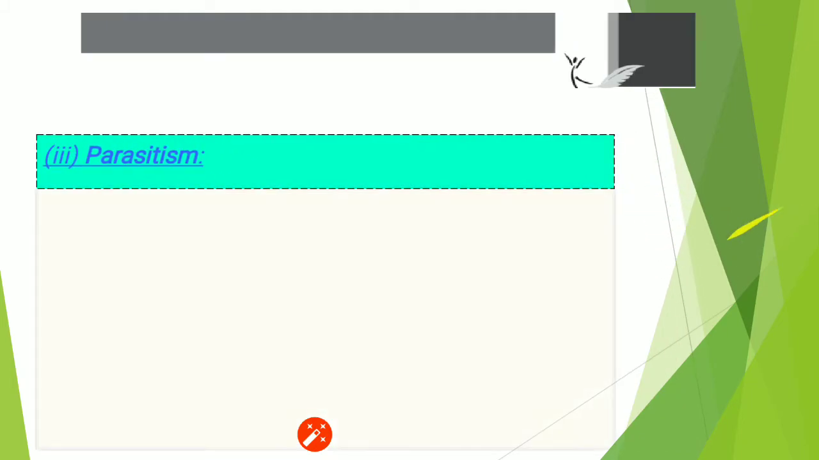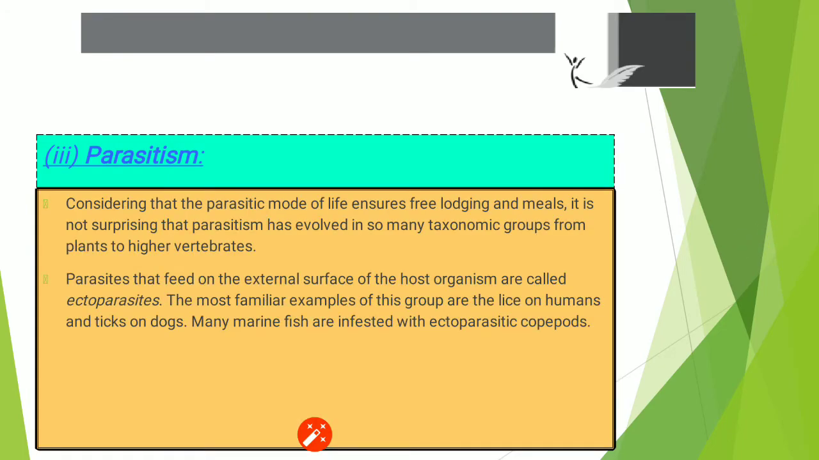Third is parasitism. Considering that the parasitic mode of life ensures free lodging and meals, it is not surprising that parasitism has evolved in so many taxonomic groups, from plants to higher vertebrates. Parasites that feed on the external surface of the host organisms are called ectoparasites. The most familiar examples of this group are the lice on humans and ticks on dogs. Many marine fish are infested with ectoparasitic copepods.